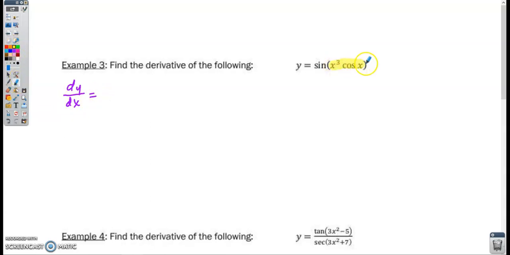Inside function is x cubed cosine of x, outside function is sine, and so we're going to take the derivative of the outside. Derivative of sine is cosine, leaving the inside the same. So we leave the x cubed cosine of x in there the same. Times the derivative of the inside. So the derivative, oops, got ahead of myself, I forgot to write the derivative there. Times the derivative of the inside.